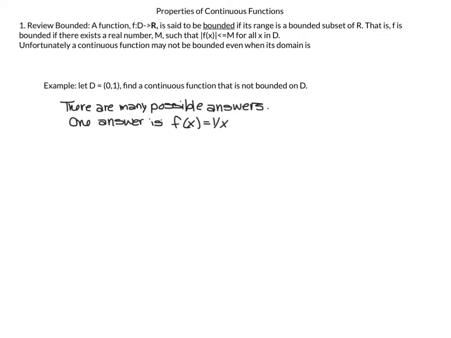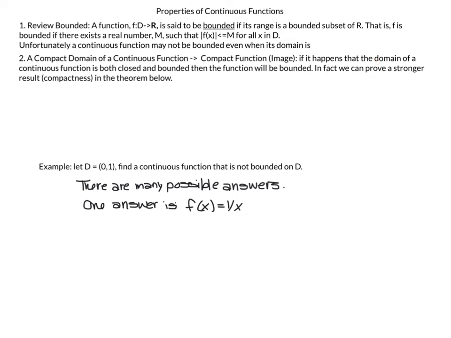If it happens that the domain of a continuous function is both closed and bounded, then the function will be bounded. And in fact, we can prove a stronger result, which is compactness, in the theorem below. But before we do this, I do want to bring back our last example where the domain is the open interval between 0 and 1, and we wanted to find a continuous function on the domain that is not bounded, and our function was f of x is equal to 1 over x.